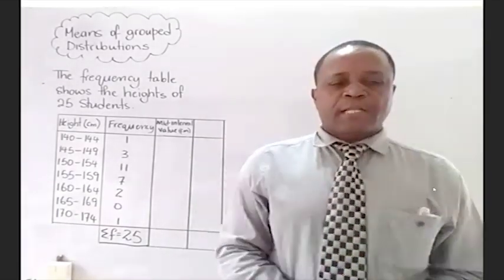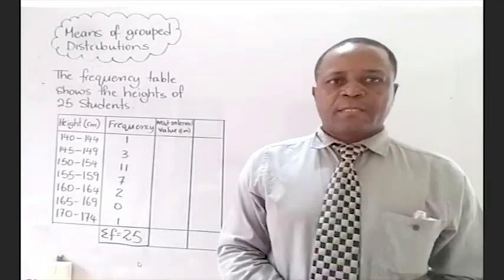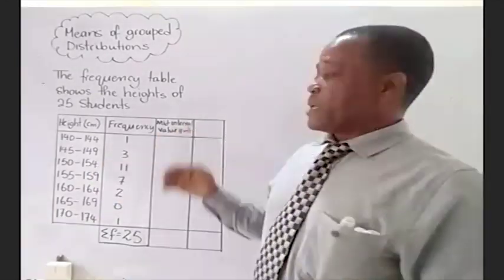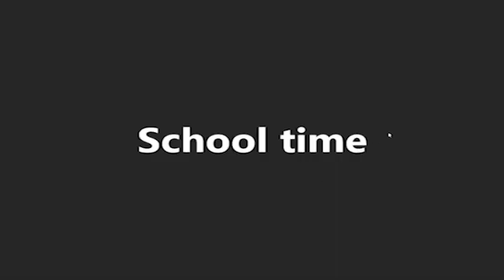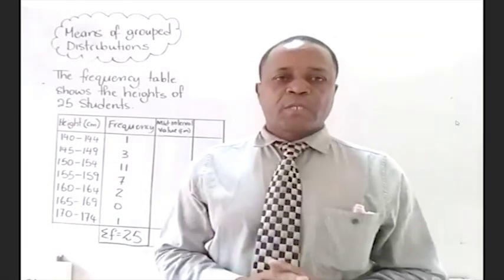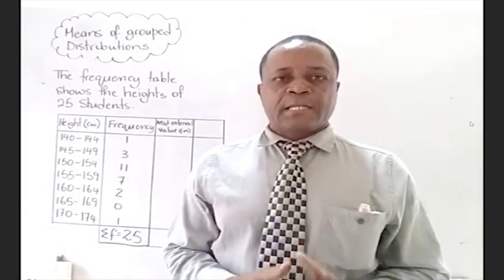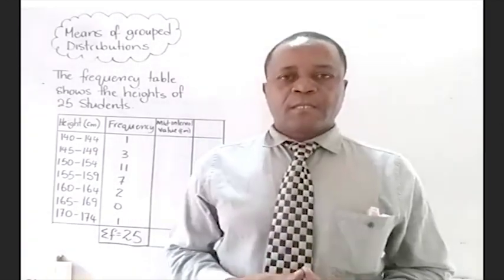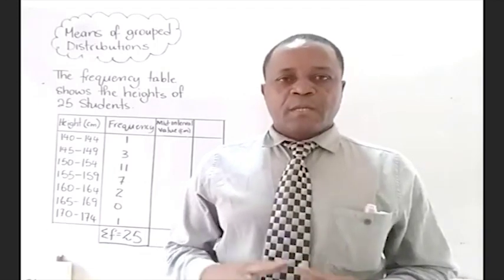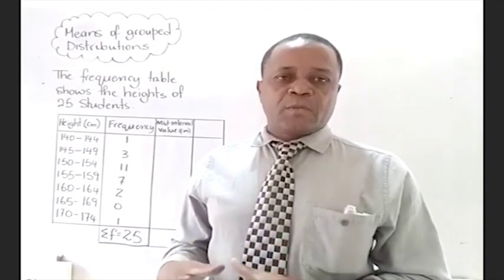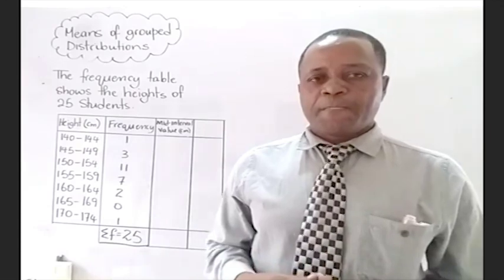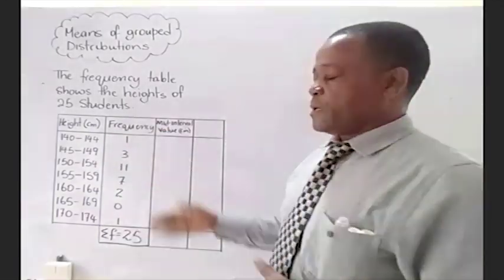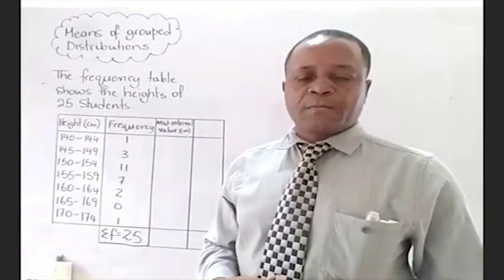And for today's class, we'll be looking at how we calculate the mean from a group frequency distribution table. At the last class, we looked at the measures of central tendency as it relates to the ungrouped distribution table. Today, we'll be looking at the grouped distribution table.